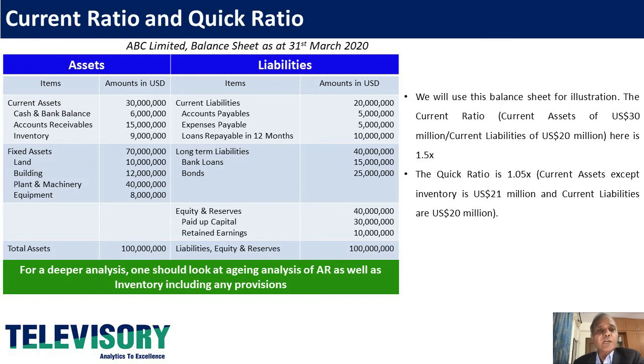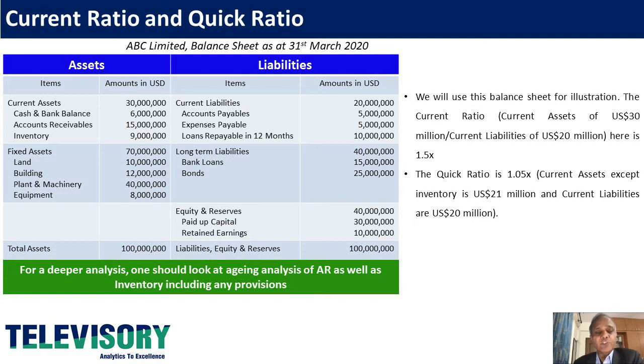Now if we take out from this ratio the inventory, the remaining current assets to current liabilities is essentially the quick ratio, which is 1.05 in this case. While we carry out these ratios, a deeper analysis would entail looking at aging analysis of receivables and sometimes even slow moving or non-moving inventory.